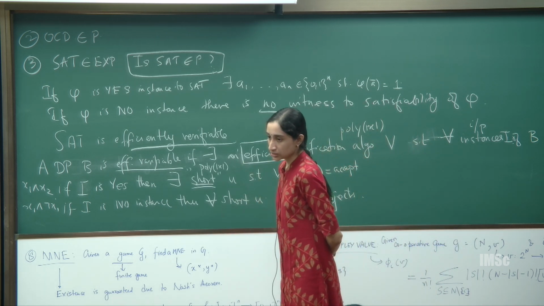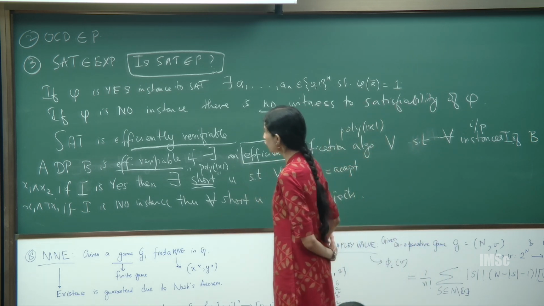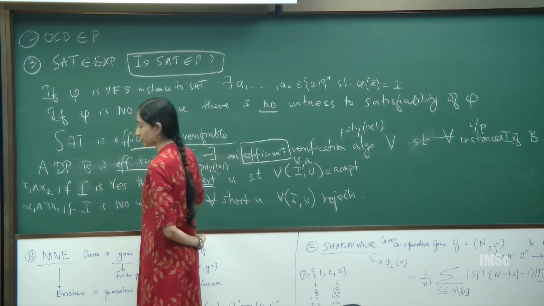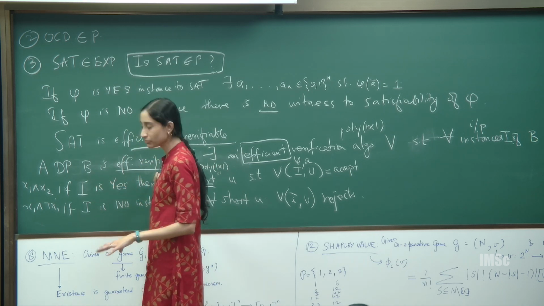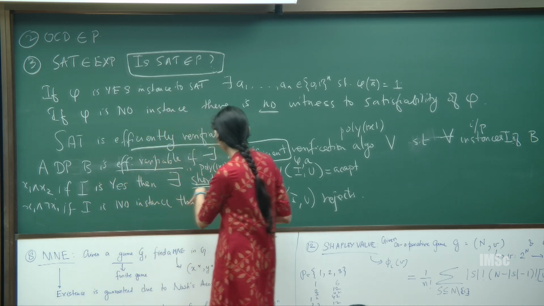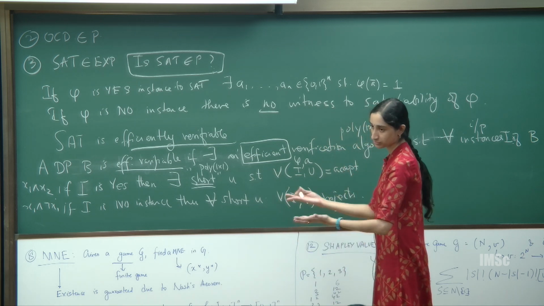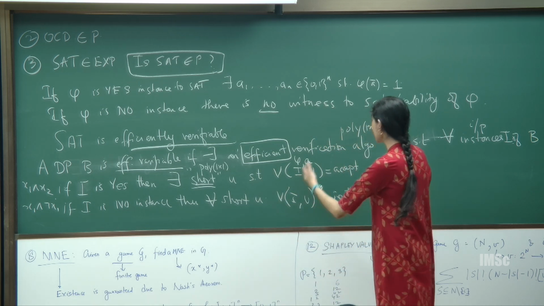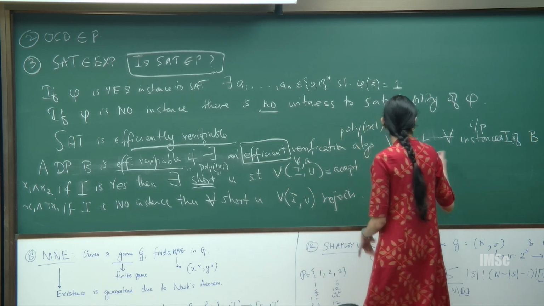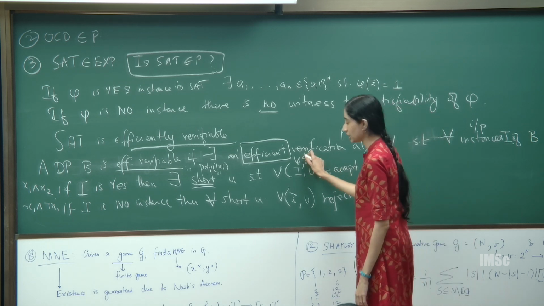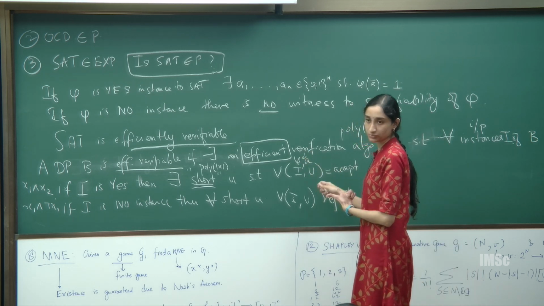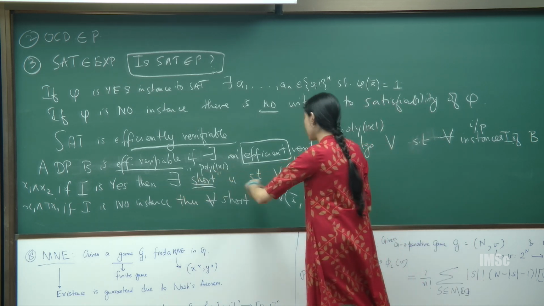We are given proofs or instances. So you say SAT is efficiently verifiable. SAT is a decision problem. When do you say SAT is efficiently verifiable? If you can write down a verification algorithm. So you should describe the algorithm. What is the verification algorithm going to take as input? It's going to take as input the formula phi, which is the input, and the proof. So if it's a yes instance, then it can say yes.